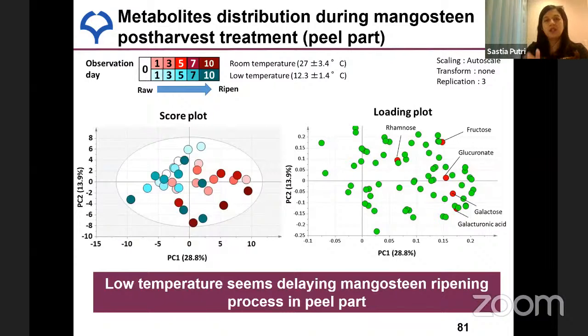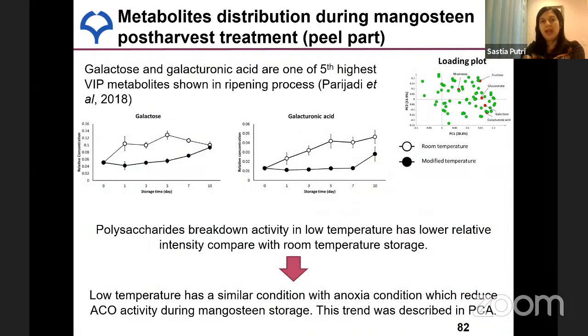But in the samples that are kept at low temperature, you could see that even the day 10 samples have characteristics quite similar to day 5 of the normal ripening at room temperature. That means low temperature is delaying the mangosteen ripening process in the peel part, perhaps by making the conversion or the synthesis of glucose and galacturonic acid much slower in low temperature. And this polysaccharide breakdown activity in low temperature has a lower relative intensity compared to room temperature storage.